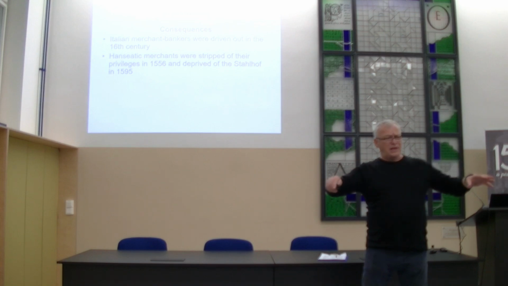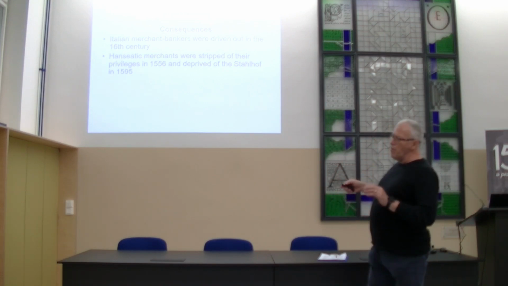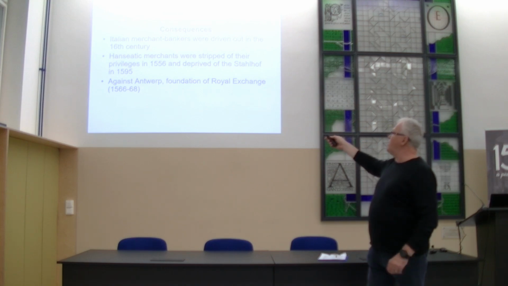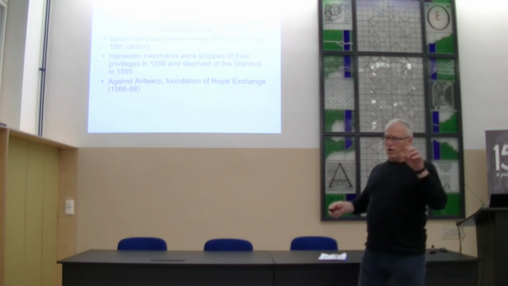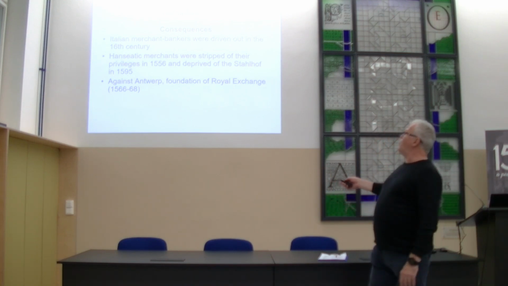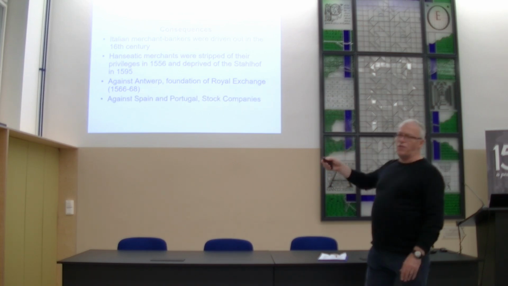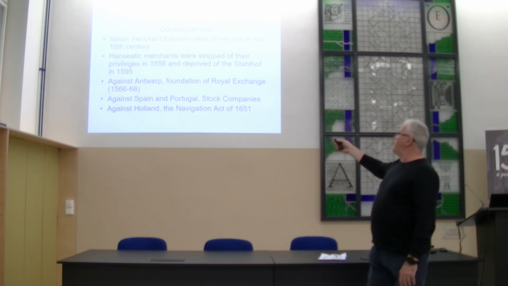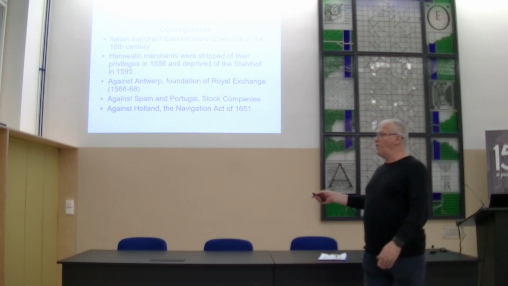Hanseatic League, the organization of a city network in the Baltic Sea, was pushed out in the second half of the 16th century from England. The next step was founding the Royal Exchange against Antwerp, which was the core area and leading city of the forming global economy in the first half of the 16th century, and organizing stock companies against the first colonizers, Spanish and Portuguese, and finally the Navigation Acts against the huge fleet of the Netherlands.